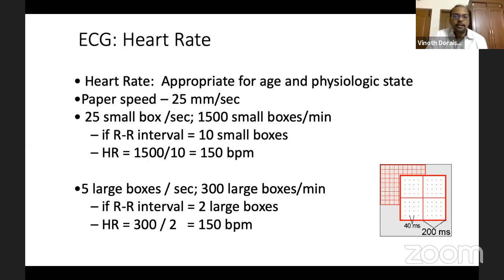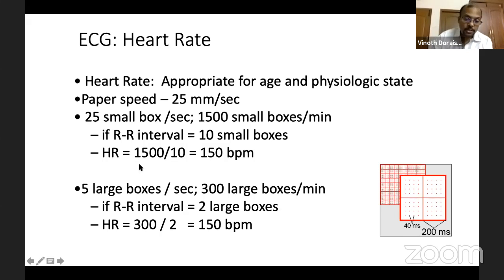So coming to the ECG heart rate. Heart rate has to be appropriate for the age and the physiological status. So how do you calculate the heart rate? We know that the paper speed is normally 25 mm per second. 1 mm is one small box. We know that heart rate we calculate in beats per minute. So 25 small boxes in 1 second will be 25 into 60, that is 1500 small boxes in 1 minute. So for one heartbeat, we have to calculate the RR interval, between one QRS complex and the next QRS complex. How many small boxes does that contain? Suppose it contains 10 small boxes, then the heart rate will be 1500 by 10, which is 150 beats per minute. That's the small box method.